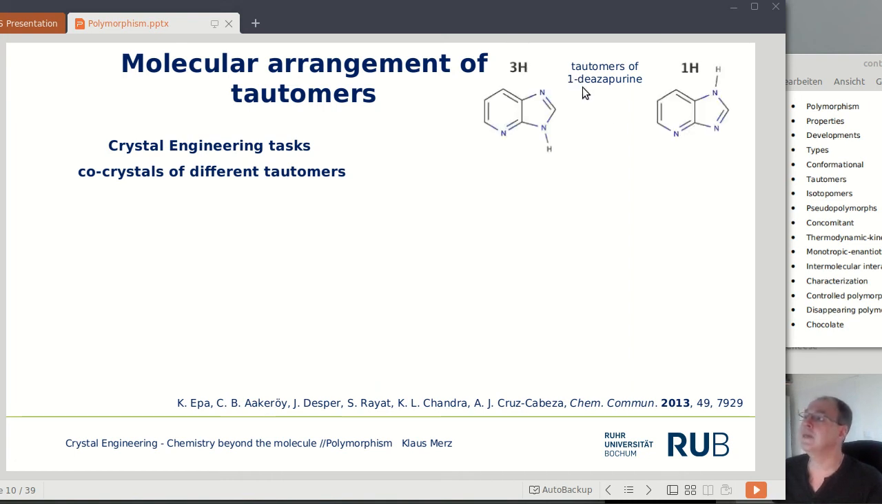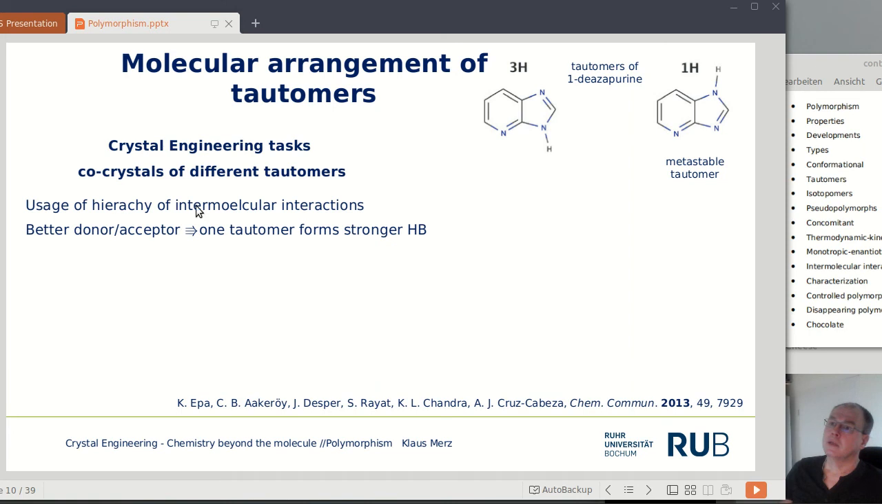this diazaporin. Diazaporin, you see it here. And the difference once again is the location of a hydrogen atom here. On this side, on this side here. Okay, this is called the 3H. This is called 1H. The 1H, well known from calculations, is the metastable tautomer, and this is the thermodynamically stable tautomer. Okay, task: co-crystal of different tautomers.